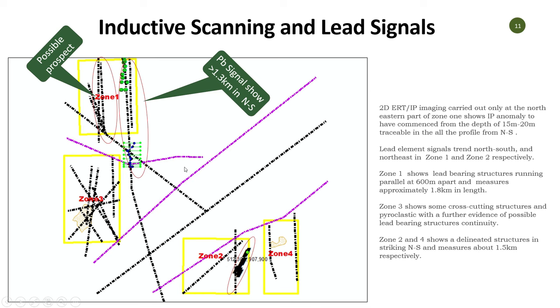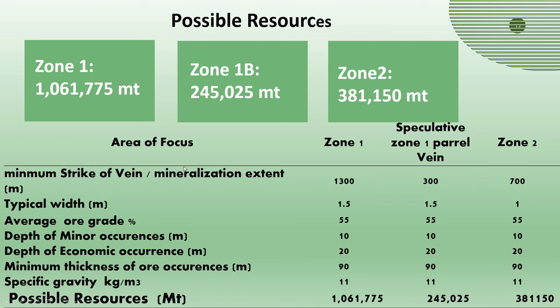So that is what we've seen here, and based on that, we are suspecting that a minimum of about 1.6 million tons will be in this particular region, based on these parameters we used here. Typical width here is 1.5, the average ore grade is 55, depth of minor occurrence is 10, and depth of economic occurrence is 20. Then minimum thickness of ore occurrence is 90. Then specific gravity is about 11.